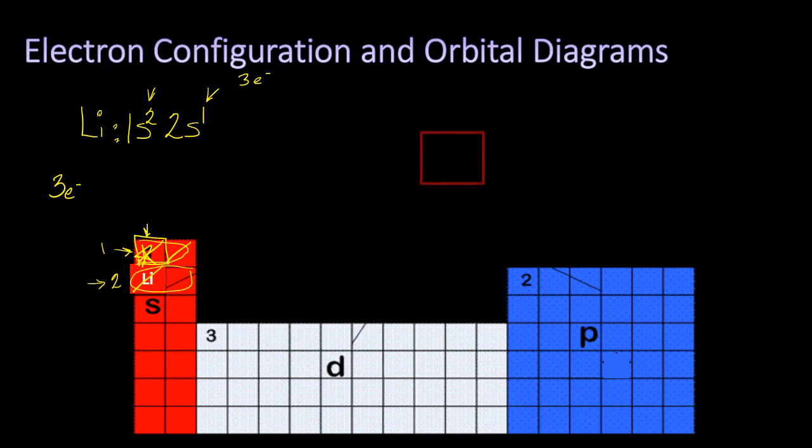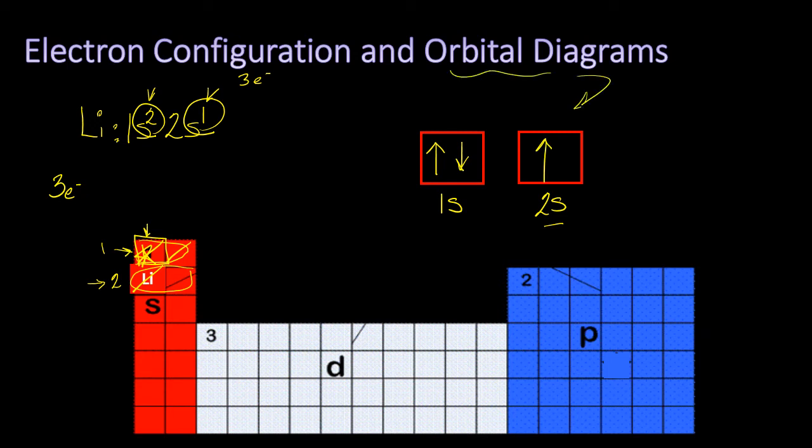So let's draw the orbital box diagrams. We're going to label this one as 1s and this one as 2s. In the 1s, how many do we have? 2. So 1 up and 1 down. And in the 2s orbital, how many do we have? 1. This is another way to represent the location of all 3 of lithium's electrons.